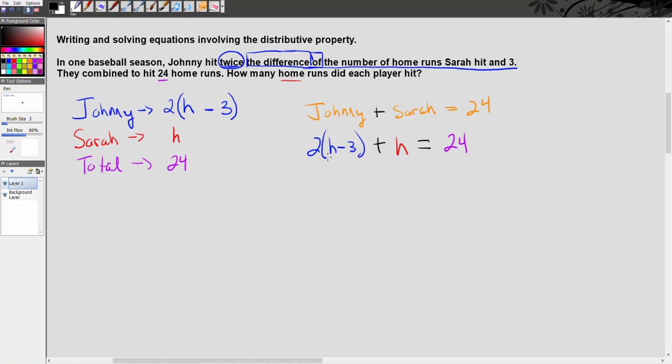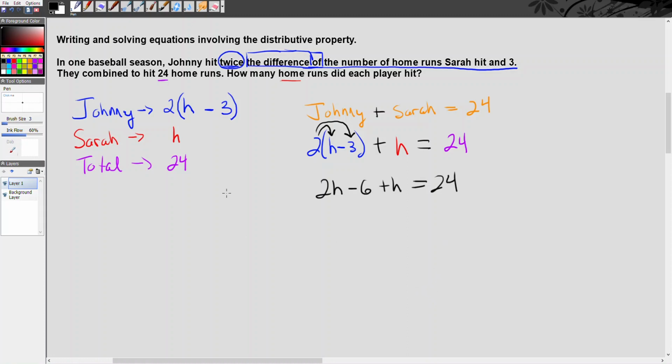So first we have to distribute here, right? So we're going to say, okay, 2 times 1h. That is 2h. Then we have to multiply 2 times negative 3. So positive 2 times negative 3 is negative 6. Now we got to bring down the rest of the equation. So we have plus h equals 24.